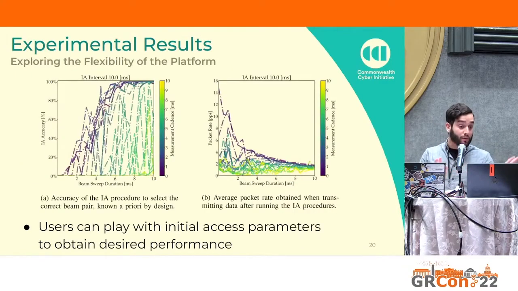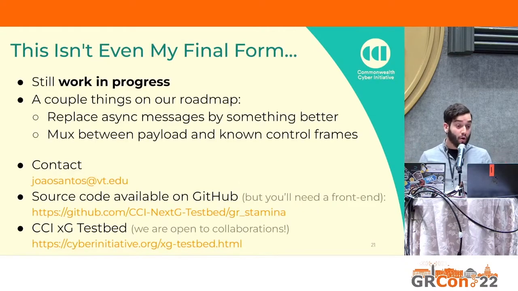And we didn't stop there, right? We started playing around with the flexibility of the initial access procedure. For example, shortening the time we stay transmitting control frames gives us more throughput for the payload, and vice versa, which allows you to tailor your initial access to your own needs. You may sacrifice accuracy to increase the throughput if you so want.